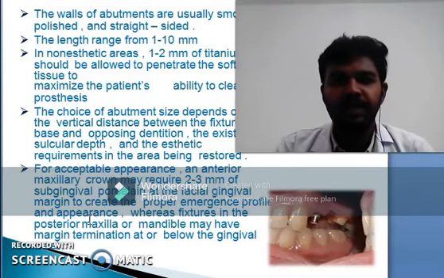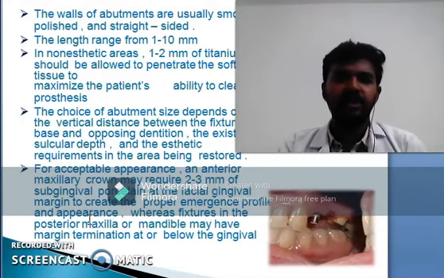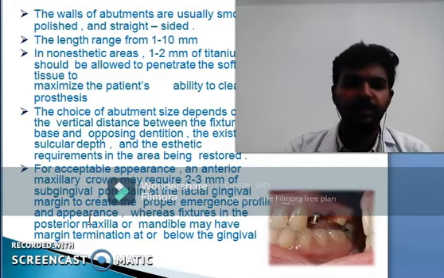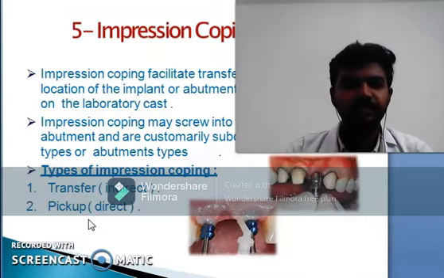The choice of abutment size depends upon the vertical distance between the fixture base and the opposing dentition, the existing circumferential depth, and the aesthetic requirements in the area being restored. For acceptable appearance, an anterior maxillary crown may require 2 to 3 mm of subgingival porcelain at the facial gingival margin to create the proper emergence profile and appearance, whereas a fixture in the posterior maxilla or mandible may have the margin termination at or below the gingival crest.